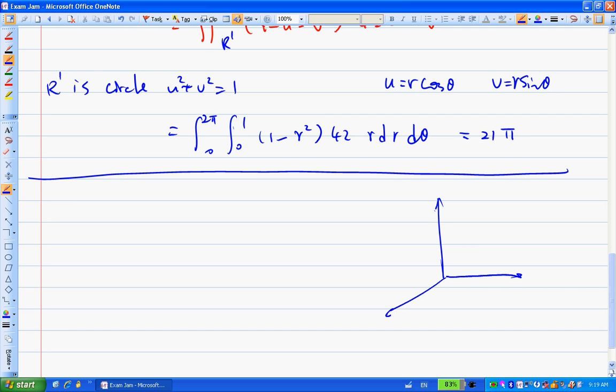Usually when I'm talking, I simplify the situation here, but if you look at the question, you should understand it. The question asked is to find the volume between this tetrahedron and the three coordinate planes. So here's a tetrahedron.